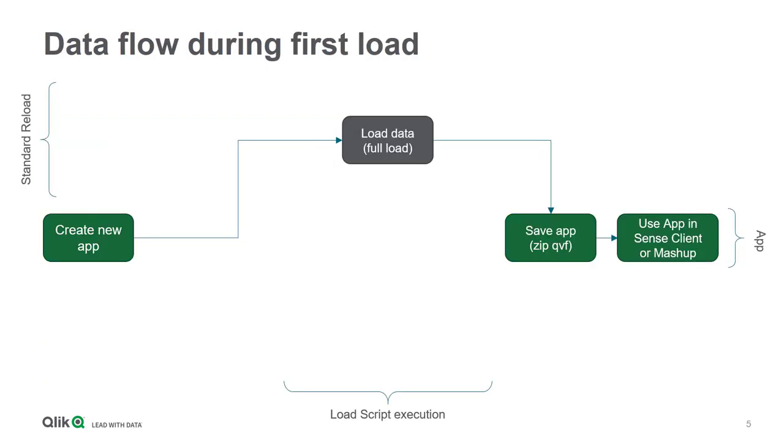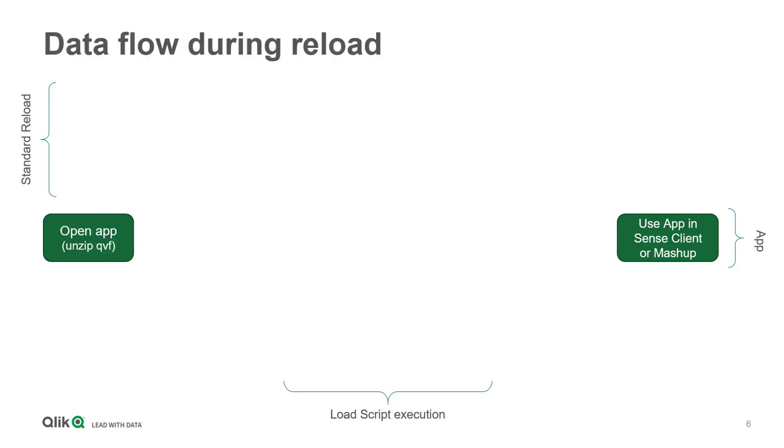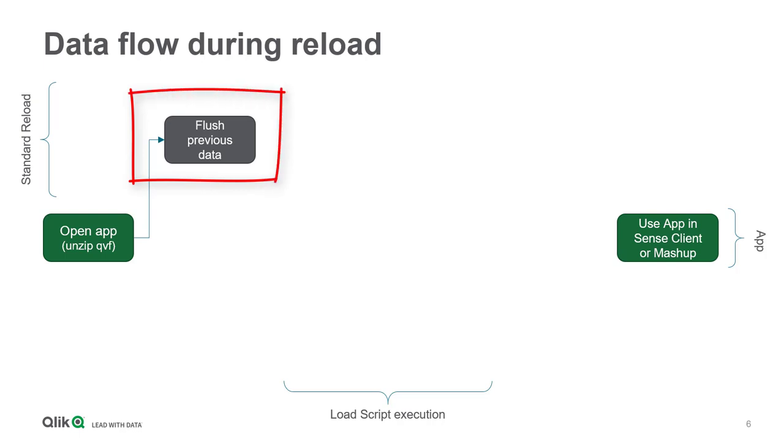So what happens if you create an app? The first time, it's pretty obvious. You create the app, it loads the full data and saves the app, and then you can use it in the Sense client or in a mashup respectively. But what happens the next time? When you reload the app, the first thing it does is flush everything it had. So no matter what you loaded before, you're starting greenfield data-wise.